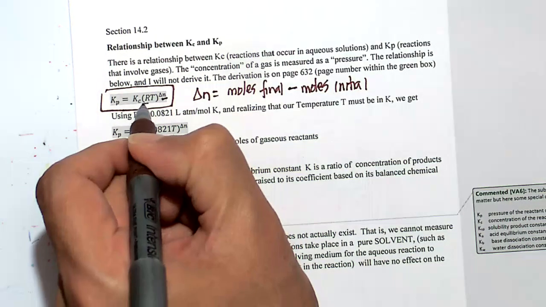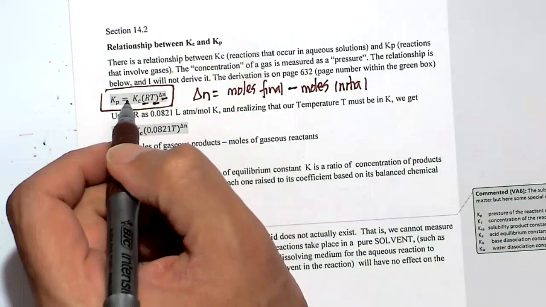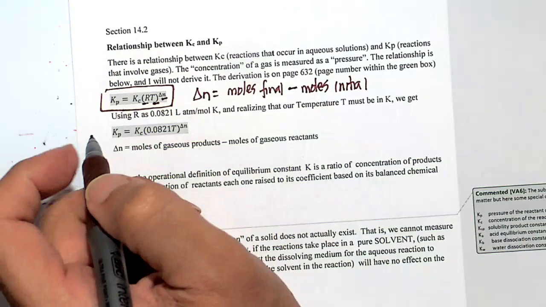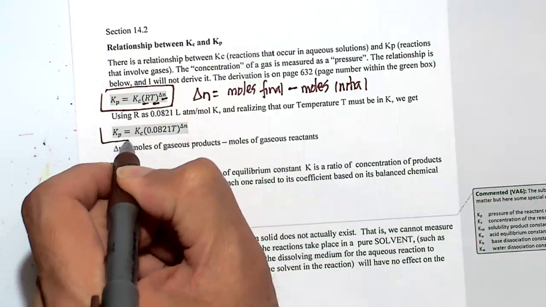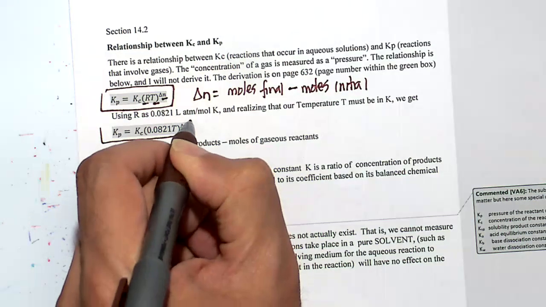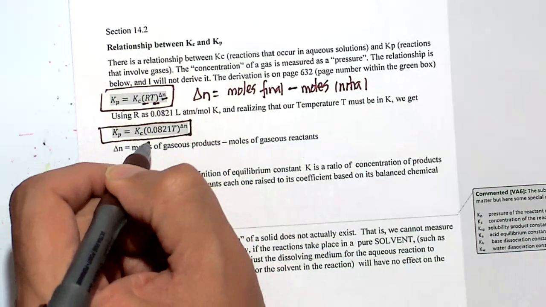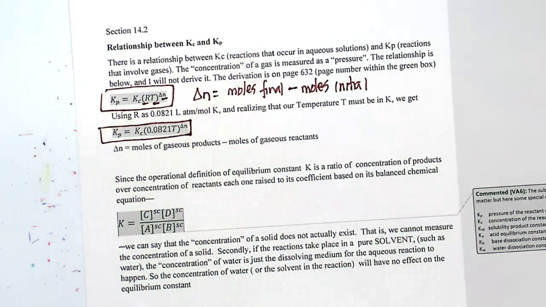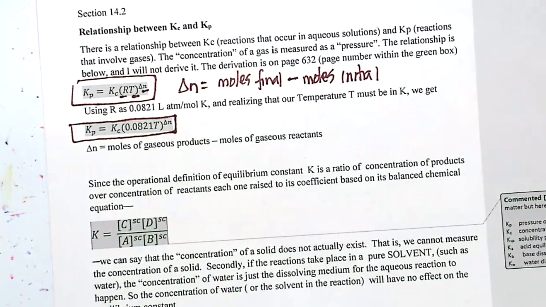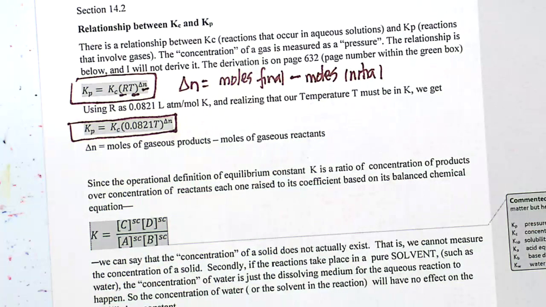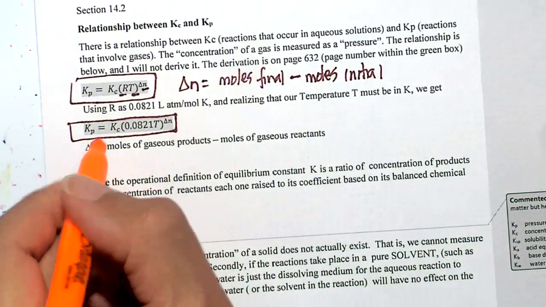This R is your gas constant. Temperature is T in Kelvin. So I replaced R with 0.0821, and this is just more simplified, replacing R. And once again, here's our delta N.